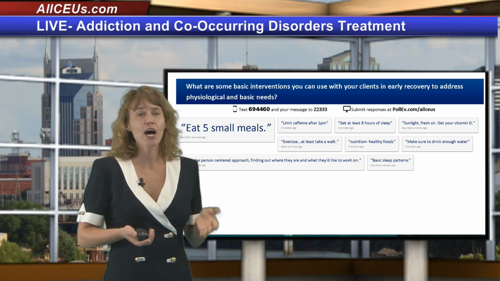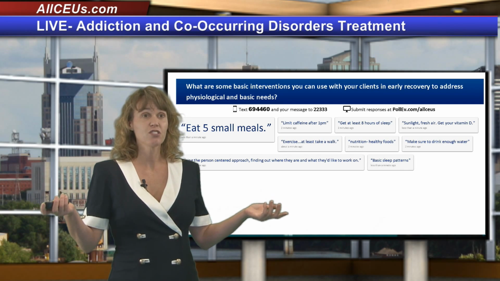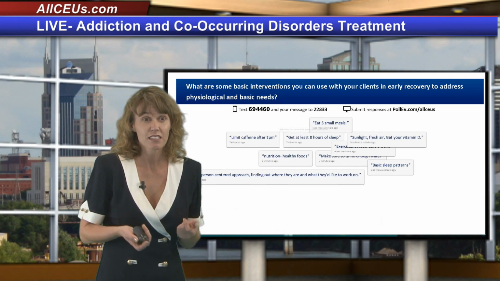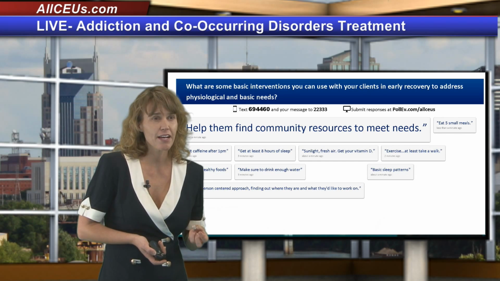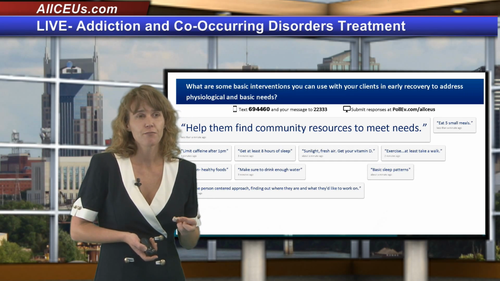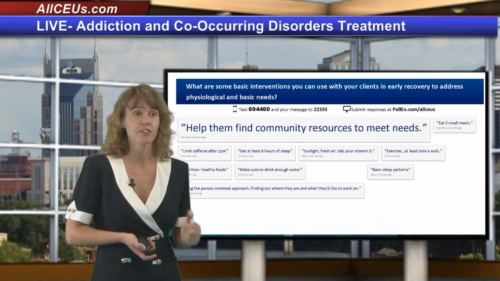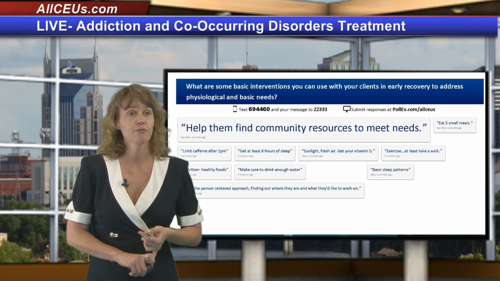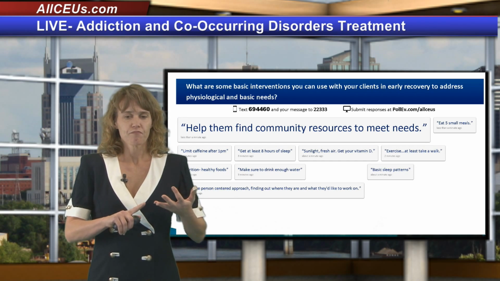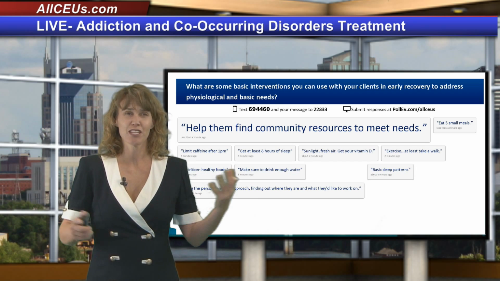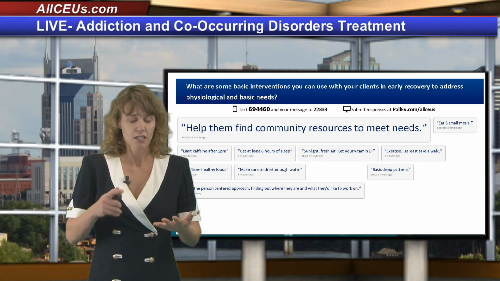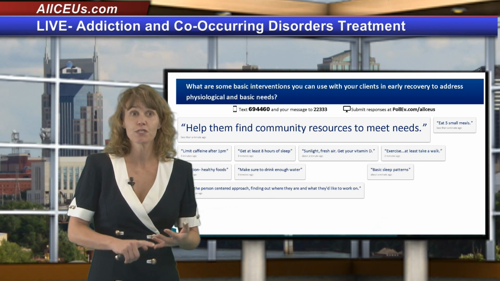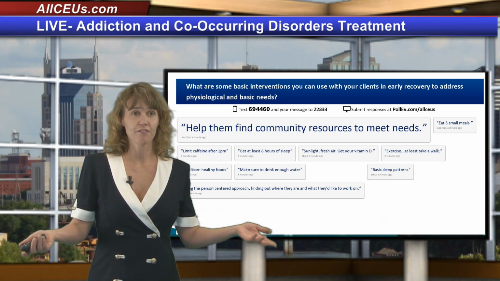But figure out what one or two things they're willing to commit to trying. Basic sleep patterns. Help them find community resources to meet their needs. Excellent. Housing issues. There are a lot of community resources. Social issues. If they don't have a lot of friends or a lot of social support, there are a lot of recovery groups, but there are also other social activities.